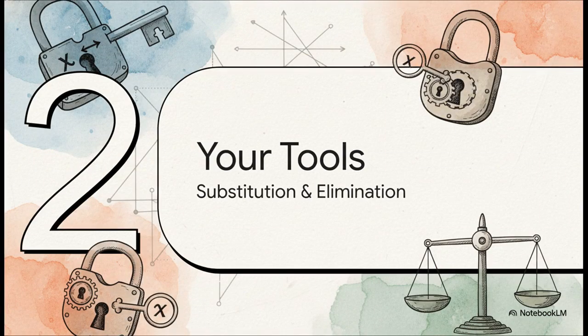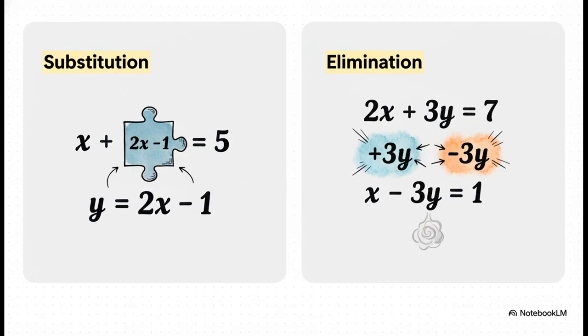All right, so how do we actually find that point? Well, we have two main methods in our toolkit. You can think of them as two different keys to unlock the very same puzzle. And the trick is just picking the right tool for the job.